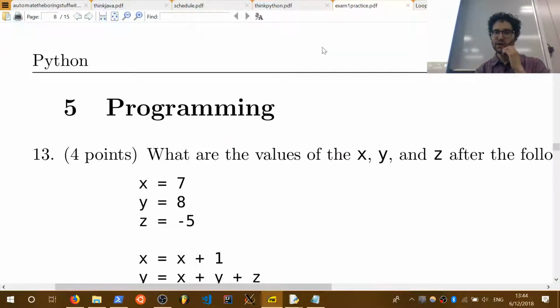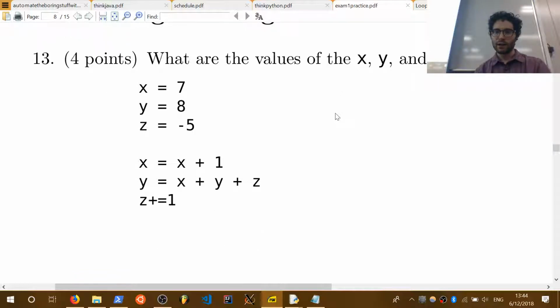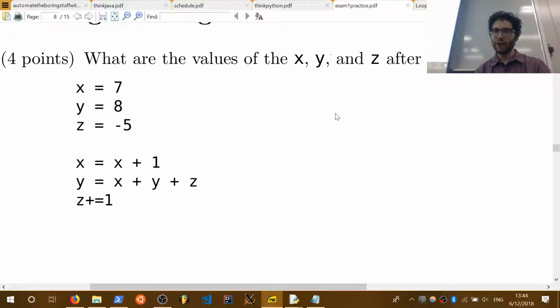All right. So this is the one that I'm fond of, doing stuff like this. What are the values of x, y, and z after the following statement? 7, 8, and -5. And here, I would just cross out values as you go along. So x is equal to x plus 1. So x is 8 now. So y is equal to 8 plus 8 minus 5, not 7 plus 8, because x updated. So that's 11.